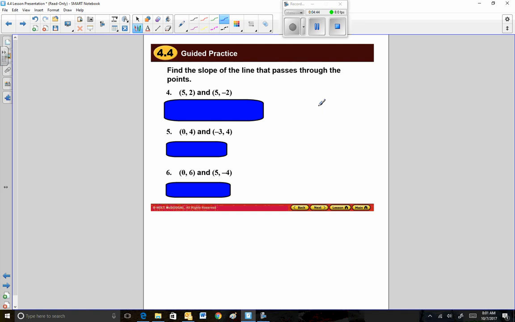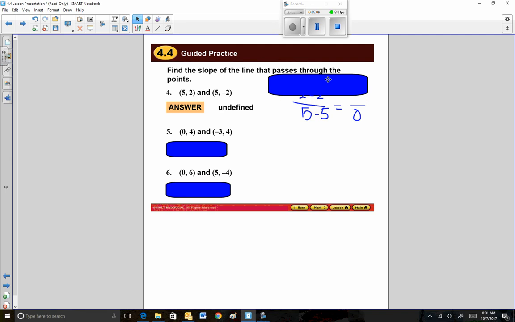Y's over x's, of course, so let's take our y's. We have a negative 2 minus a 2, and we have 5 minus 5. And so that's a 0 in the bottom. Stop there. You know it's not divisible by 0, so this one is undefined. So we have an undefined slope.